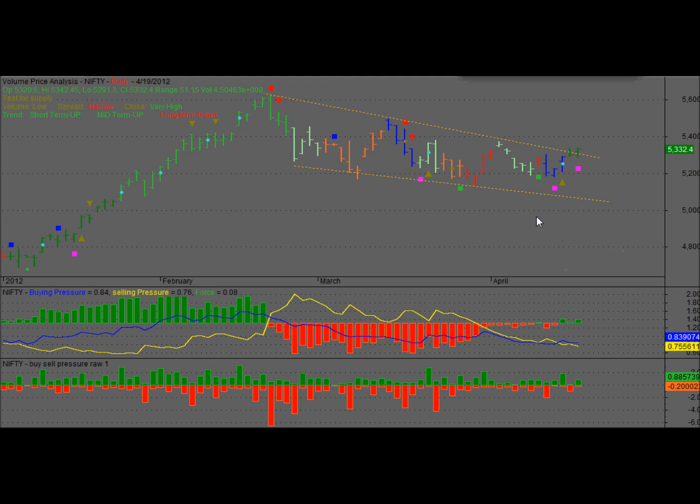In classical chart pattern terms also, we have a falling wedge, which is a continuation pattern, and considering the consolidation or accumulation here, we can expect the Nifty to move up very soon.